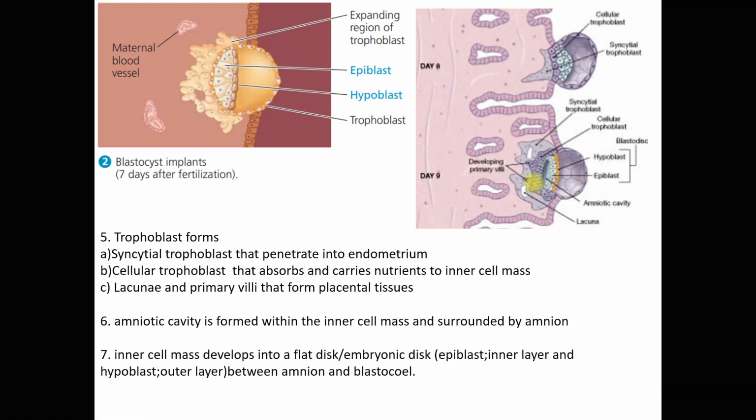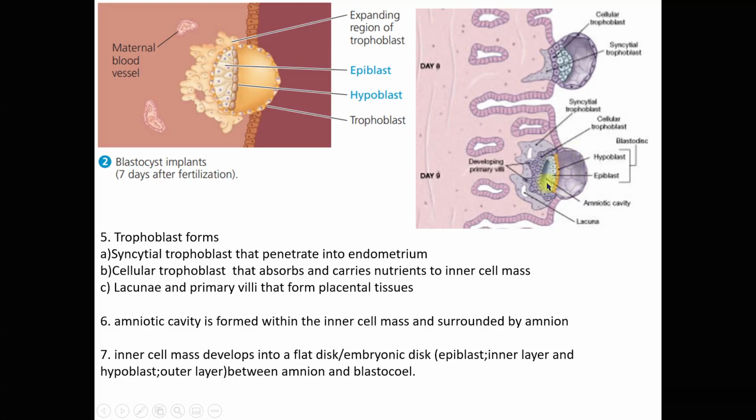The inner cell mass, right, will develop into the embryonic disc or a flat disc. The inner cell mass develops into a flat disc or embryonic disc between the amnion and blastocele. So this is the blastocele, right? Oh, sorry, here, yeah, this is the blastocele. This is the amnion. So between this amnion and this blastocele is the embryonic disc.